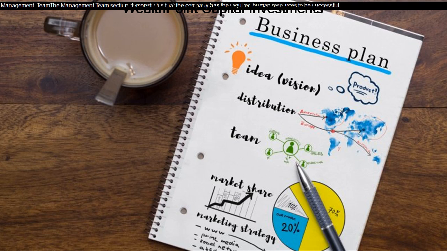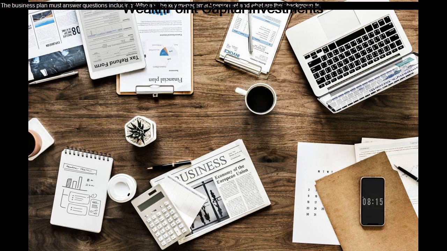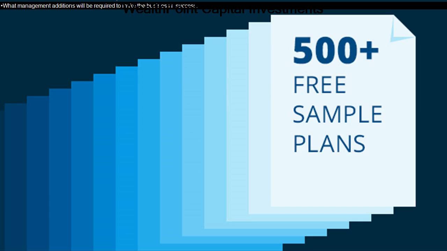8. Management team. The management team section demonstrates that the company has the required human resources to be successful. The business plan must answer questions including, who are the key management personnel and what are their backgrounds? What management additions will be required to make the business a success?